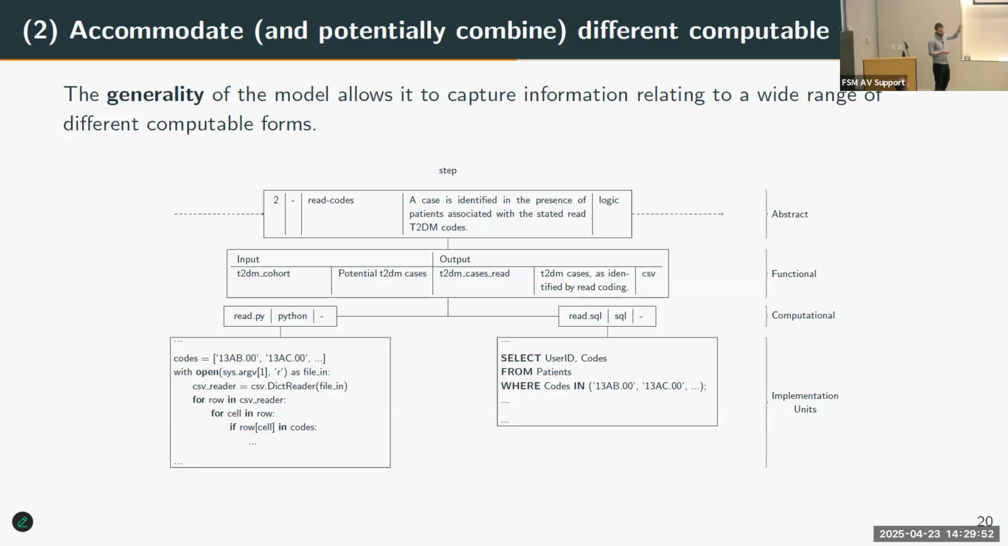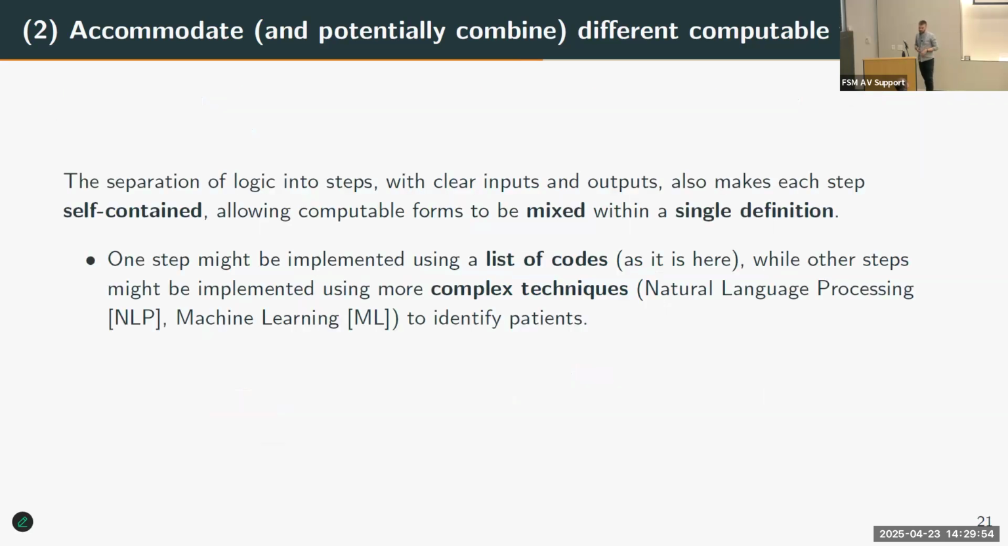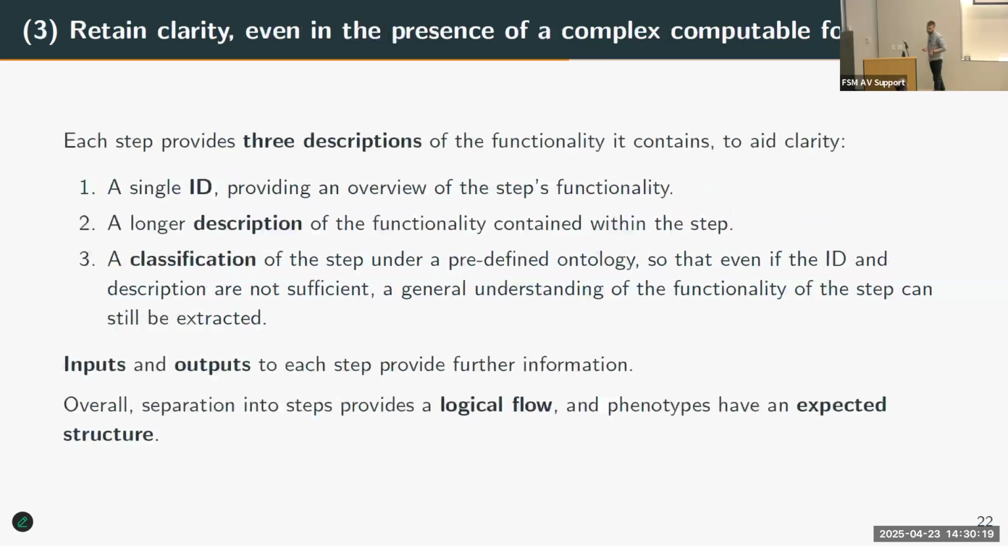So we're trying to solve this problem of having these different computable forms. I won't talk too much about this because I don't think it's as pertinent for the type of simple definitions that we have here. But there's also a lot of beauty in having those self-contained implementation units, in the sense that when we build more complex definitions, things that use machine learning, we can very easily plug those in as well. Because remember, the abstract layer is agnostic to how this is actually achieved in practice on the computational layer. Again, won't say too much about that at this stage.